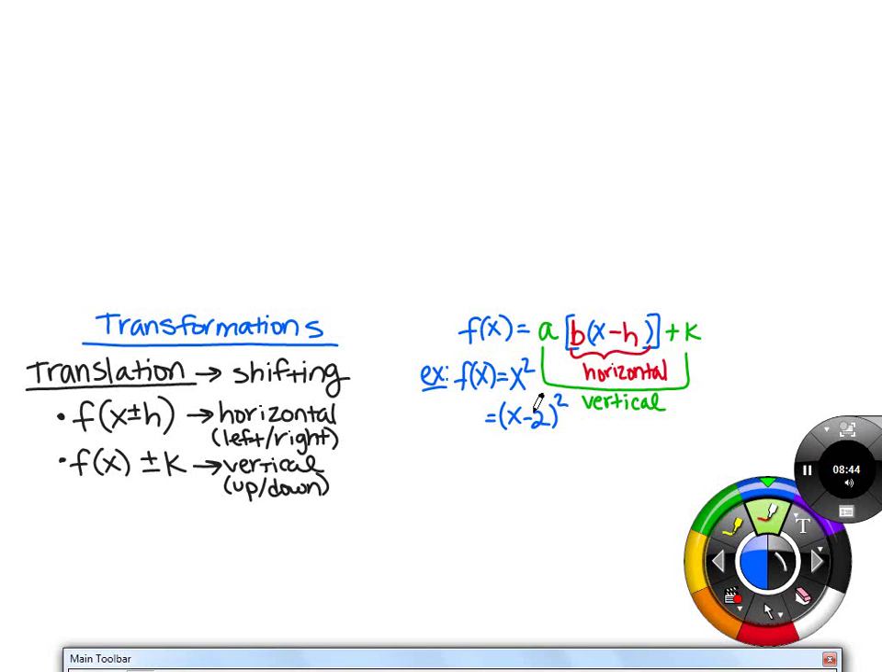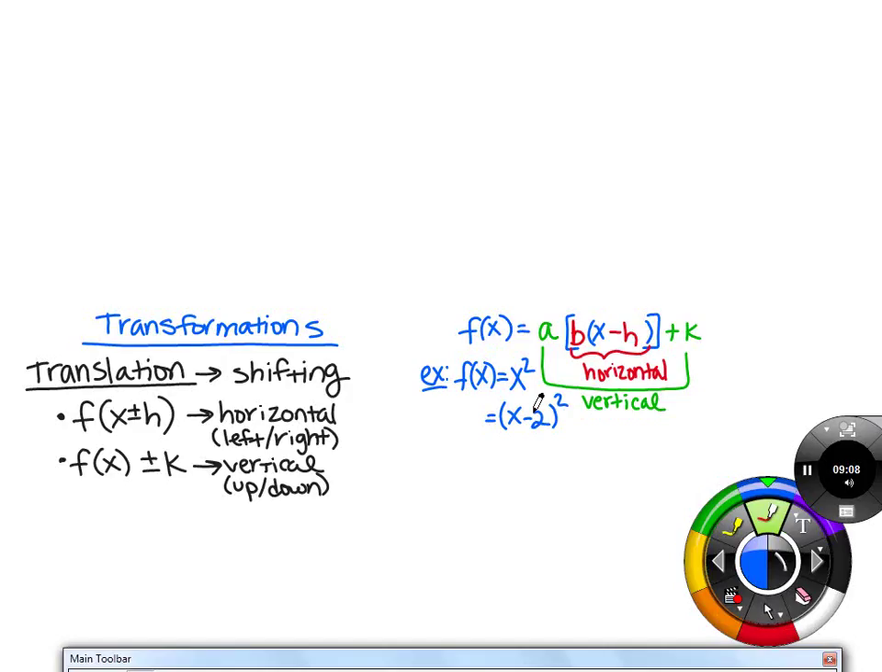Okay? So x squared was the parent. X minus 2 squared has a horizontal change. Do you guys see why it's a horizontal change? That the adding or subtracting of 2 is happening inside of the squaring, and it's happening to x. Okay? Where would this move your graph? So you'd have the parent. If somebody decided to put a minus 2 in here, where is it going to move your graph?